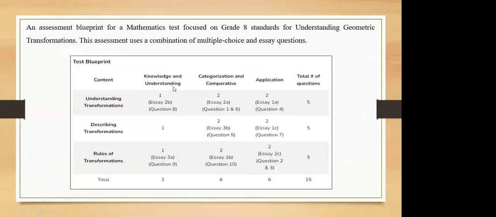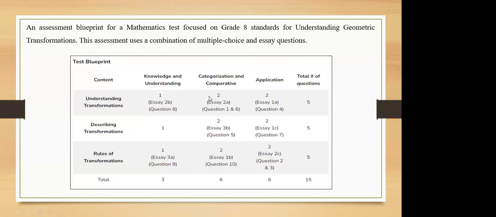So there is another example. It is a mathematics test. Another type of blueprint there. Here, understanding transformations. Under that, the question number is also mentioned here. So it is a very, very well planned one. So knowledge and understanding, he is going to give an essay question, that is 2B, question number 8, essay 2B. This part is on understanding and transformation.